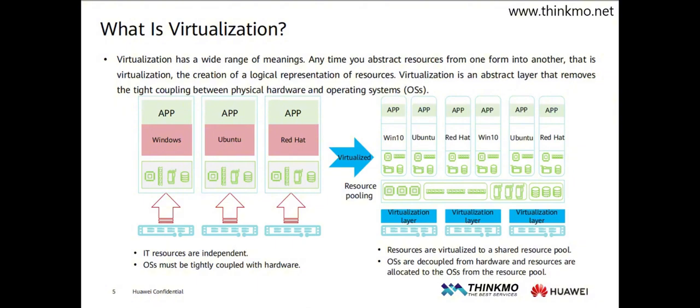For example, let's take a look at this PPT. First on the left, we have our traditional IT architecture. This means you install an operating system on the server, which can be a Windows system, Ubuntu, or Red Hat. All these systems are possible. With these systems, after deployment, you can install some software on them.